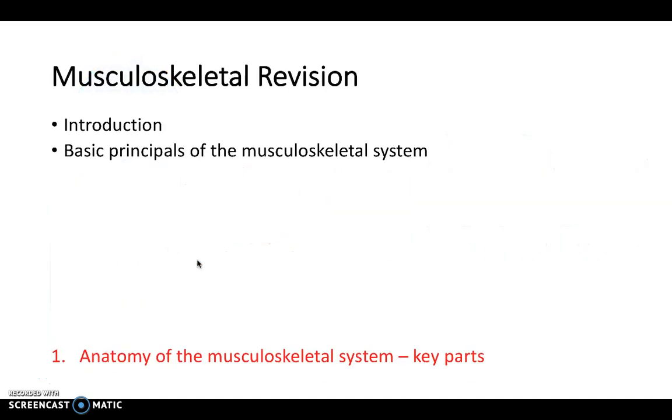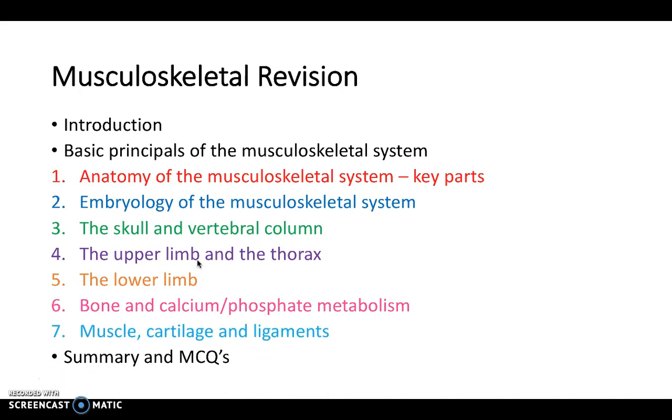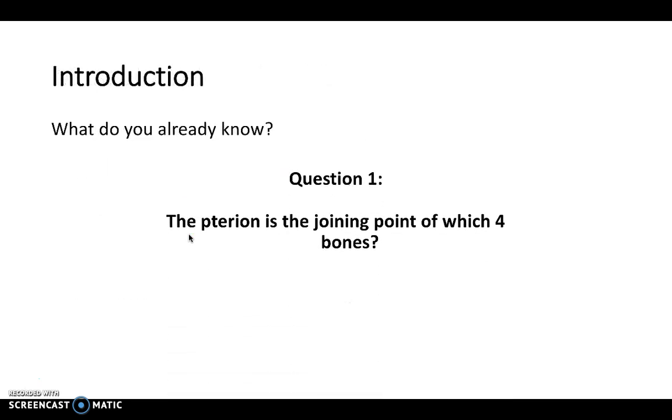Today we're going to be taking a look at some of the basic principles of the musculoskeletal system. Then we're going to work through some of the key parts of the anatomy of the musculoskeletal system and have a look at the embryology of them too. And then finally we'll take a look at the skull and vertebral column in this video. So let's get started, but let's start with some questions to see what you already know.